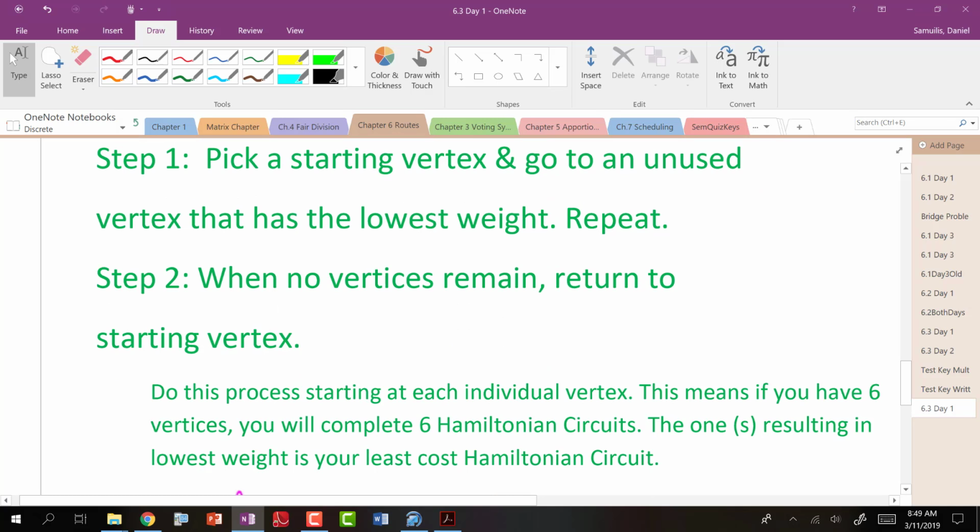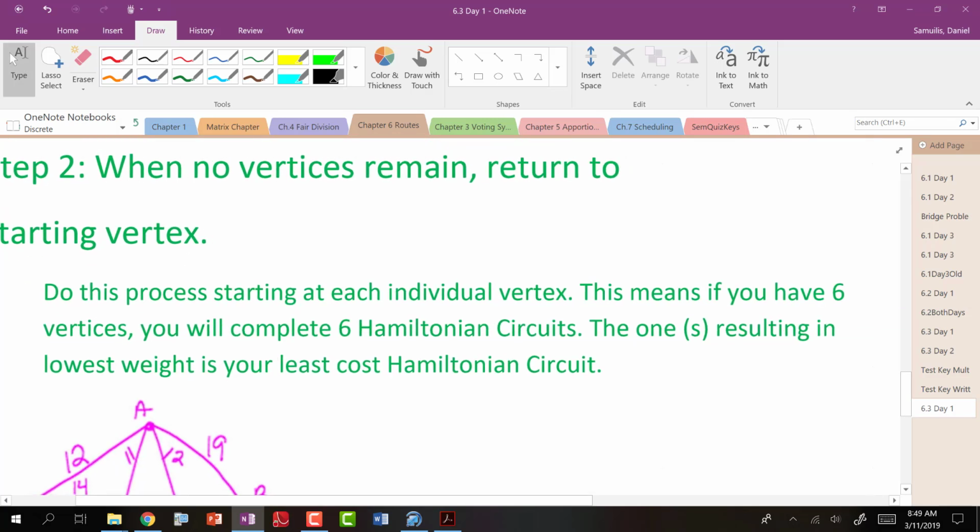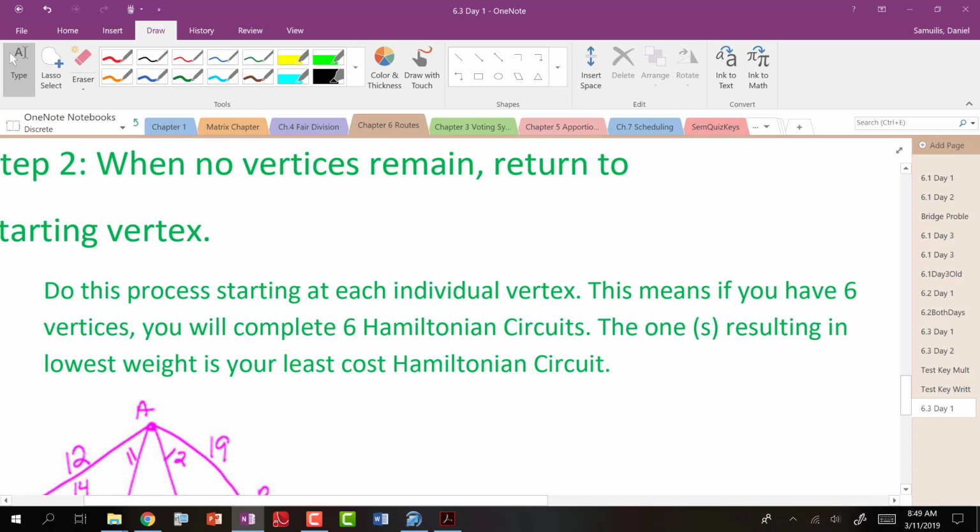So here's what I said here, and we do have that if you want to officially write this down. You do this process starting at each individual vertex. This means if you have 6 vertices, you will complete 6 different Hamiltonian circuits, each one starting from a different vertex. You're going to find out that sometimes you end up with the same looking picture, but the one or ones resulting in the lowest weight is your least cost Hamiltonian circuit that you can find from this process. Doesn't mean it's the best.